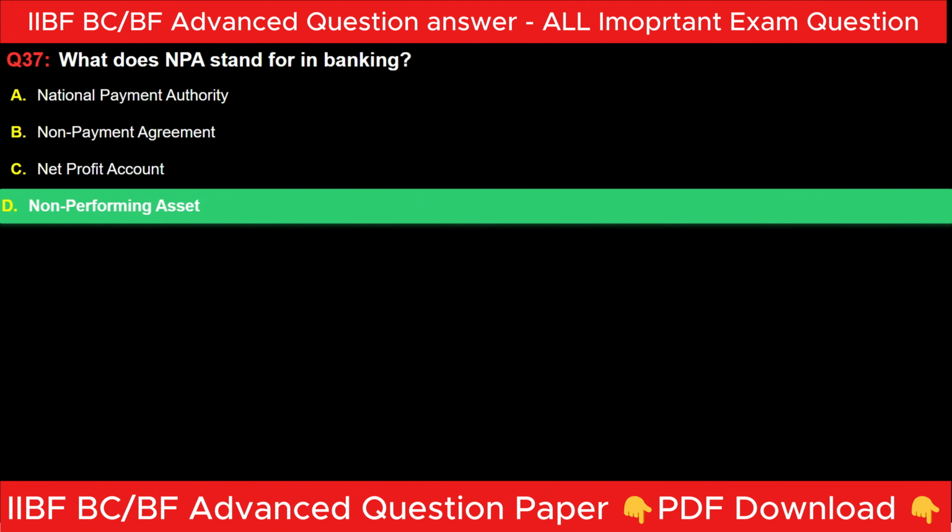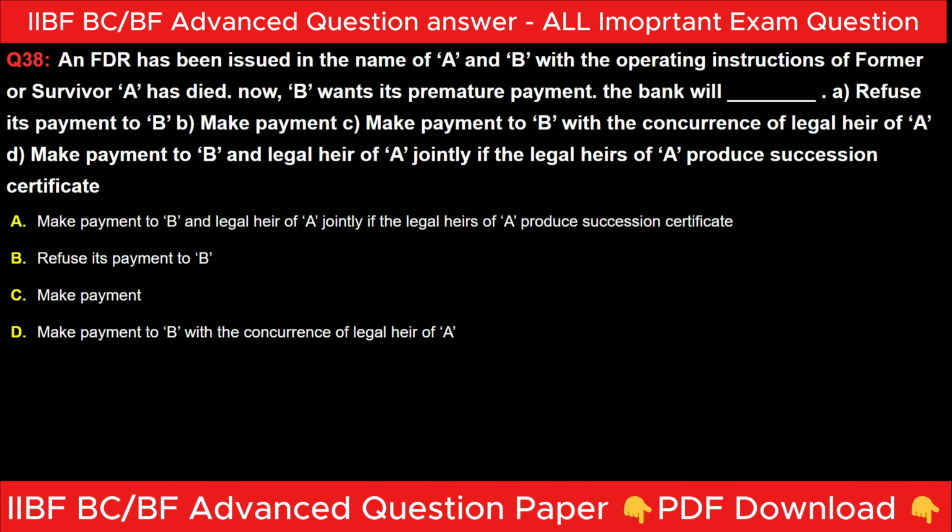Non-performing asset. An FDR has been issued in the name of A and B, with the operating instructions of former or survivor. A has died. Now, B wants its premature payment. The bank will: A. Refuse its payment to B, B. Make payment to B, C. Make payment to B with the concurrence of legal heir of A, D. Make payment to B and legal heir of A jointly if the legal heirs of A produce succession certificate.